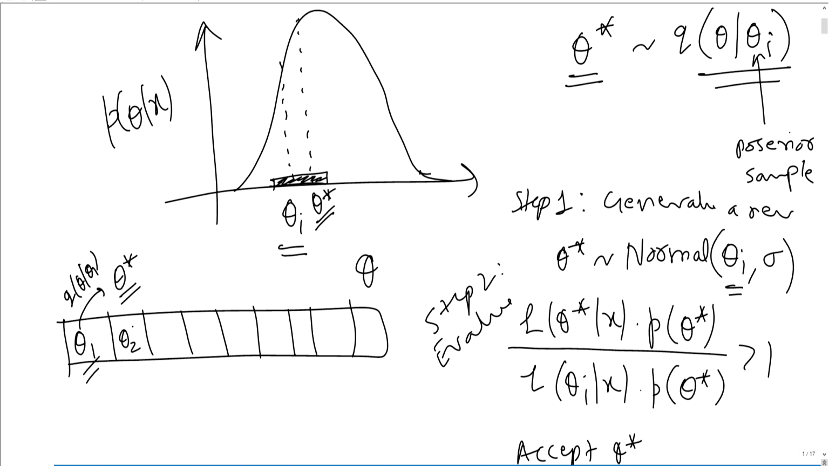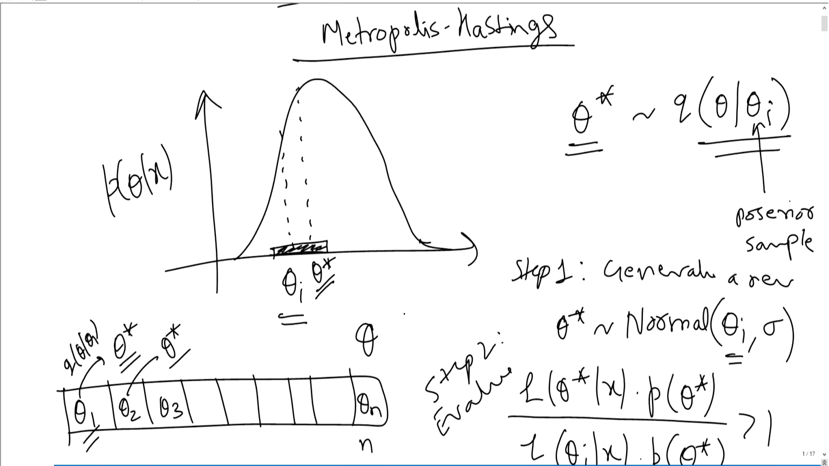Then once you have collected theta 2, you generate another proposal theta star, and you will accept theta star if its posterior density is higher than theta 2, or, let's say, probabilistically if its posterior density is lower than theta 2. So that will become theta 3 if you accept it. If you don't accept it, then you again draw a proposal based on theta 2. So that keeps on going until you have collected, let's say, n number of samples. So this is the idea behind Markov chain Monte Carlo.